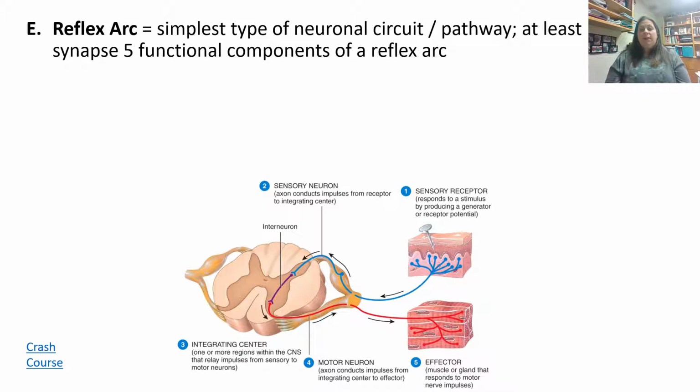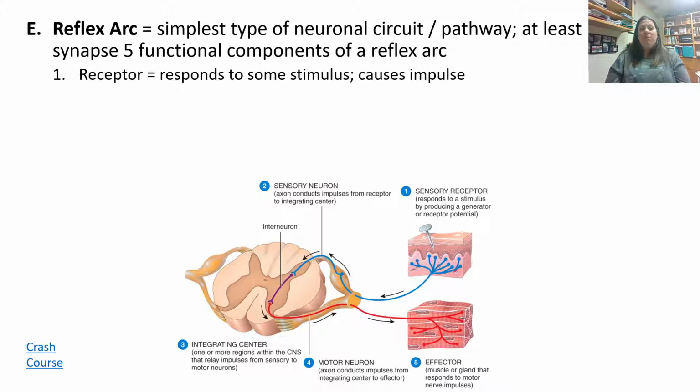So let's look at a reflex arc. It doesn't matter really what kind of reflex we're looking at. It's the simplest type of neural circuit or pathway, and it has at least one synapse and has 5 components to it. So the first component is the receptor. This is going to respond to some sort of stimulus. It causes an impulse. In this case, it's showing you a tack going through the skin.